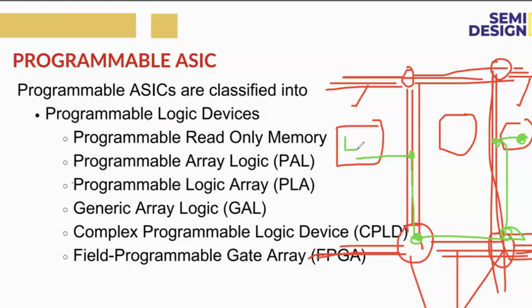I'm telling, this is one logic block, right? This is one logic block, second logic block, and third logic block. So what will be there in the logic blocks? What will be there in the logic blocks? Are you understanding what I am telling?